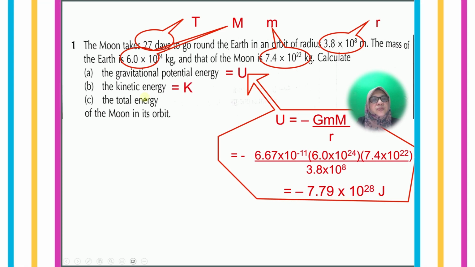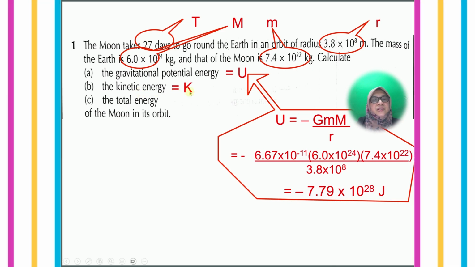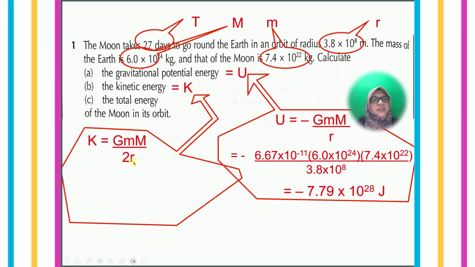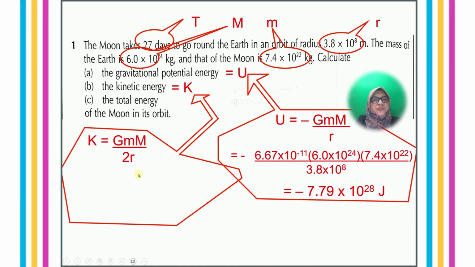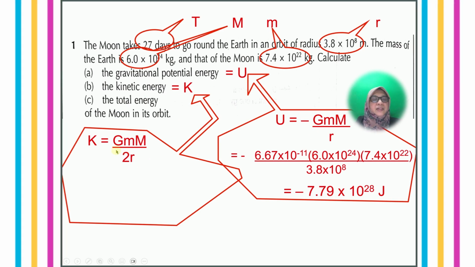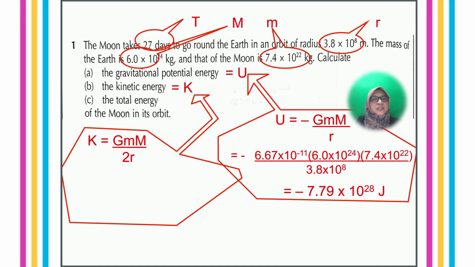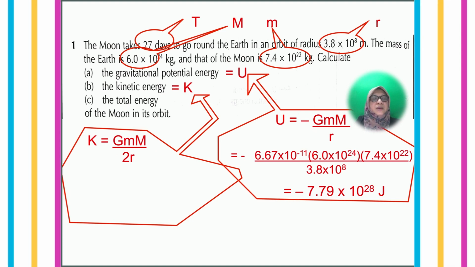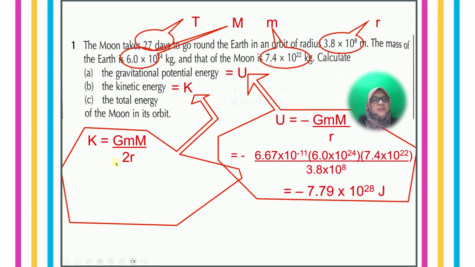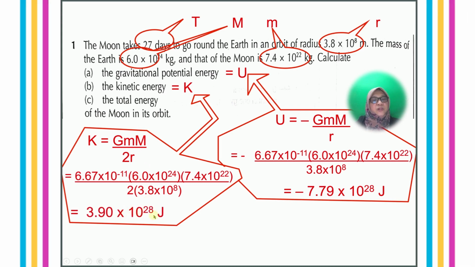Next we are going to solve question 1b, the kinetic energy, symbol K. For the kinetic energy, we can use the formula GMm over 2R. In the formula you must put negative for potential energy, but for the kinetic energy of the satellite, no need to put the negative. We proved this equation in our lesson, so now we straight away use the formula. Substitute all the values into the equation, and we get 3.90 times 10 to the power of 28 joule.